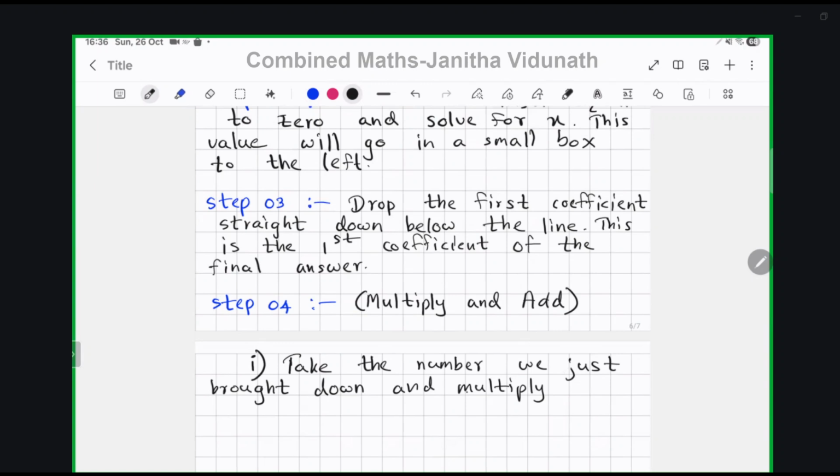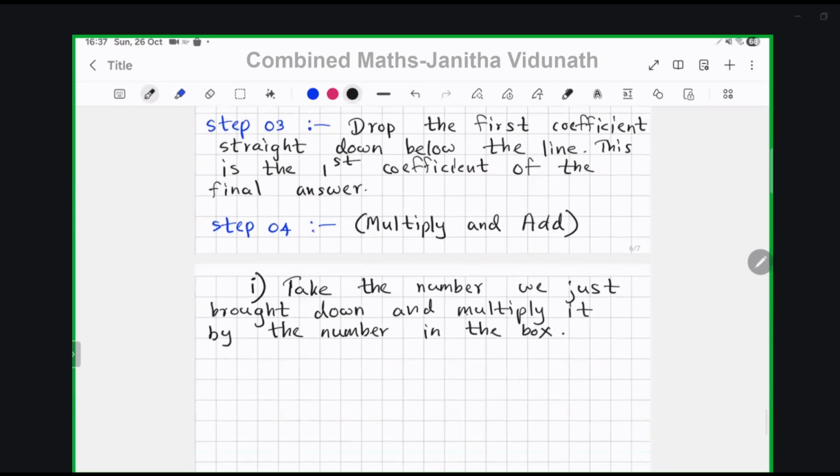Now write down step 4. Step 4, open the bracket and write down multiply and add.